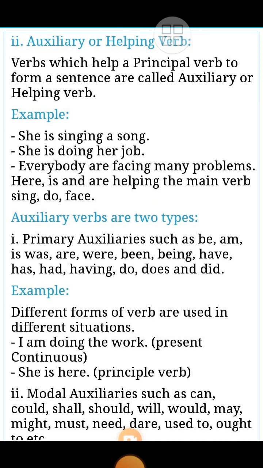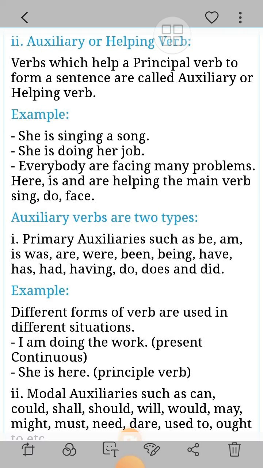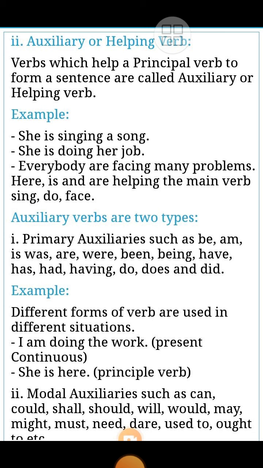Sing, to face. Auxiliary verbs are of two types: primary auxiliaries such as be, am, is, was, were, are, being, have, has, had, having, do, does, and did. Example: different forms of verb are used in different situations. I am doing the work. Present continuous: she is, her principal verb. Modal auxiliaries such as can, could, shall, should, will, would, may, might, must, need, dare, used to, ought to, etc.